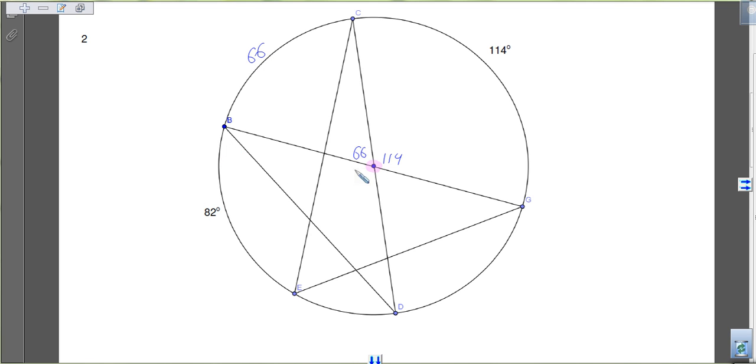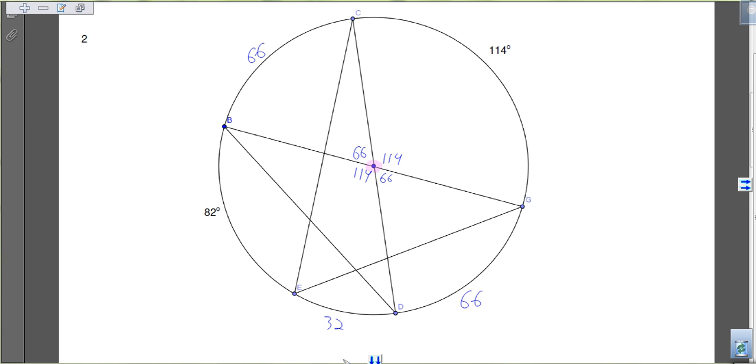Well, I have that same thing occurring here. So 114, 66, and I should be able to find those arcs. Now, this 114 in fact makes this large arc here, of which I know that 82 degrees is in this arc. So 114 minus 82 will give me this little chunk, which is 32 degrees.